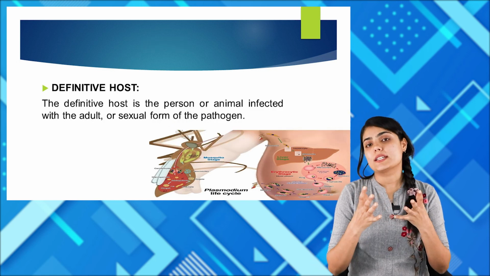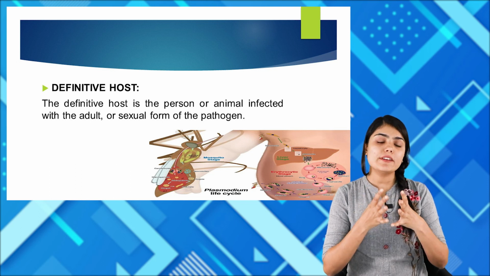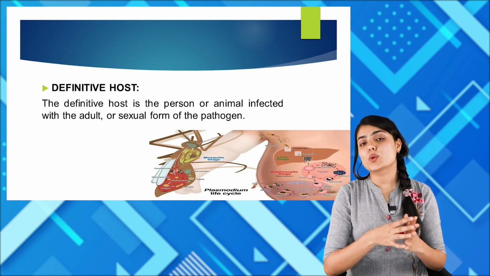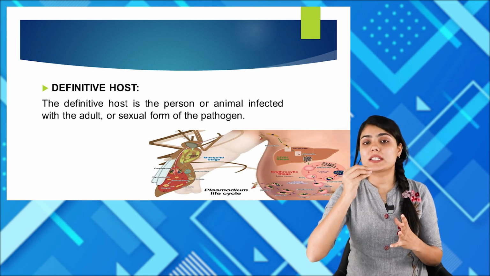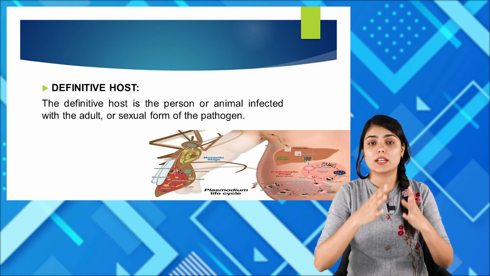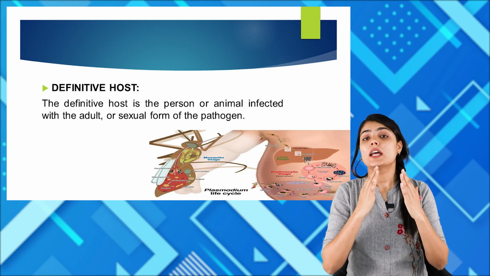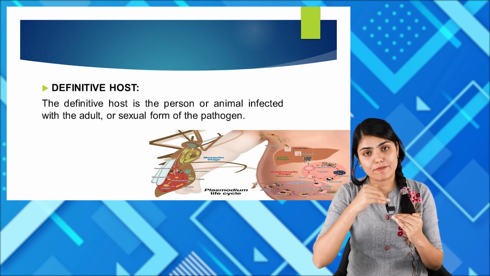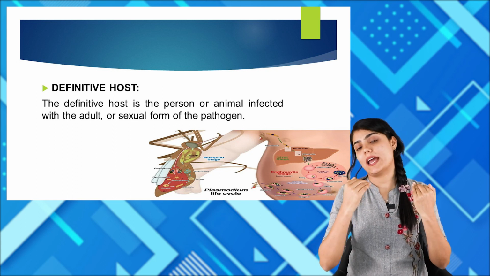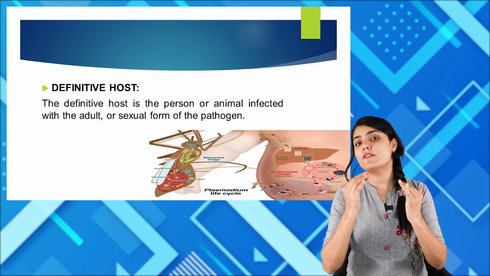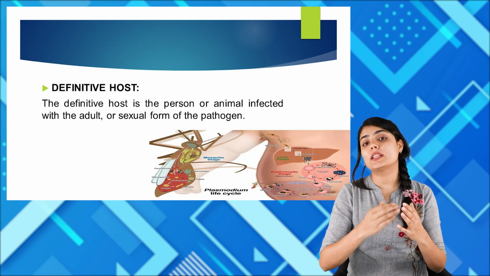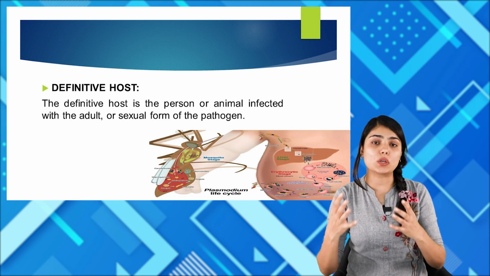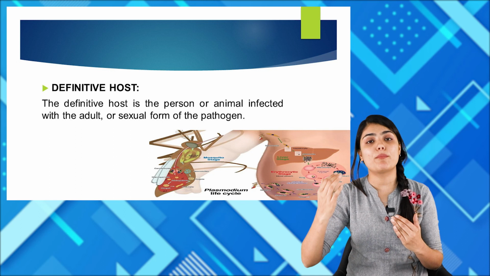Let us see what is a definitive host first. A definitive host is a person or the animal who is infected with the adult or sexual form of pathogen. A definitive host is the person or the animal who is infected, right? The host is the person or the animal who is infected, but the definitive host is the person or the animal who is infected with the sexual form of pathogen or an adult form of pathogen.